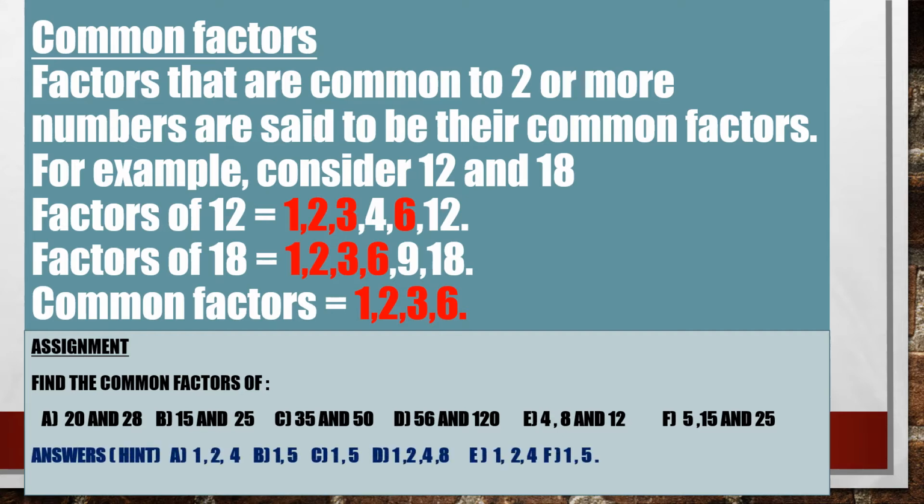Now let's have a check of the answers. For question A, the answer is 1, 2 and 4. Whereas for question B and question C, the common factors are 1 and 5. Question D, the common factors are 1, 2, 4 and 8. For the last question, question F, the common factors are 1 and 5.